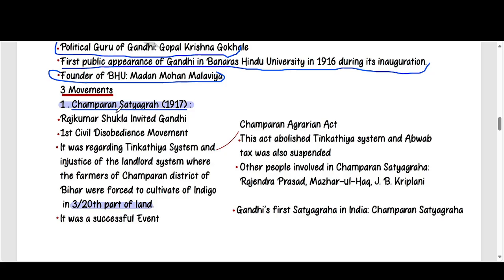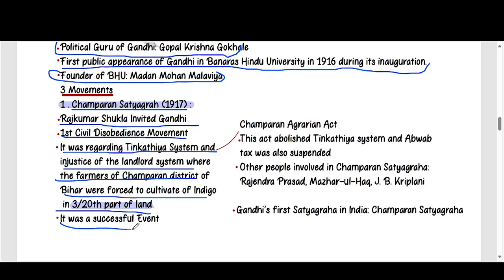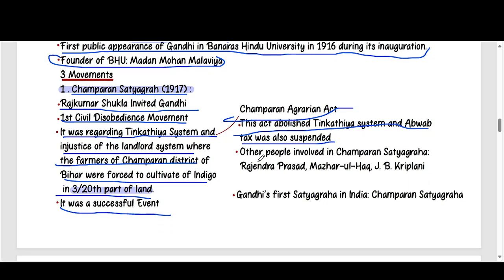Champaran Satyagraha, 1917: Rajkumar Shukla invited Gandhi. It was the first civil disobedience movement. It was regarding the Tinkathia system and the injustice of the landlord system, where farmers of Champaran district of Bihar were forced to cultivate indigo on 3/20th part of their land. The movement was successful. Champaran abolished the Tinkathia system and the Abwab tax was also suspended.